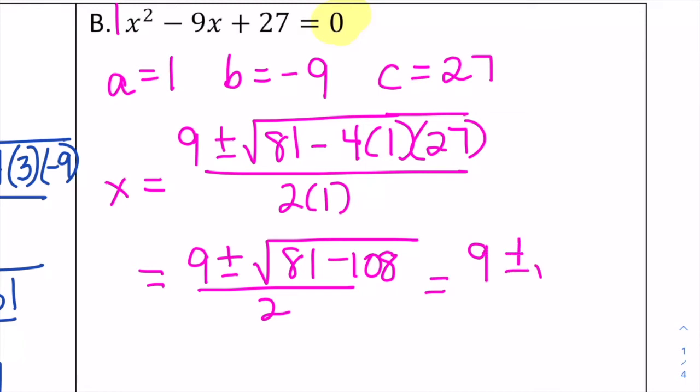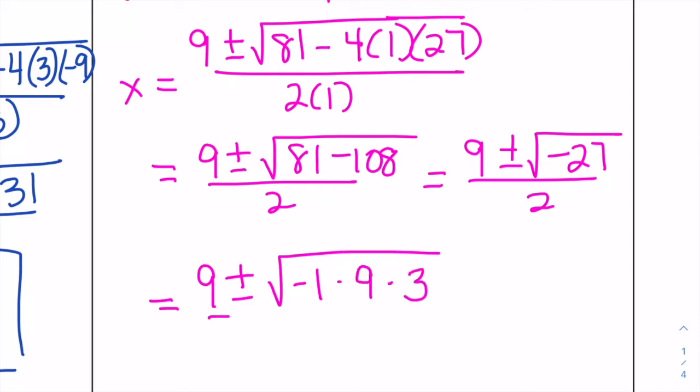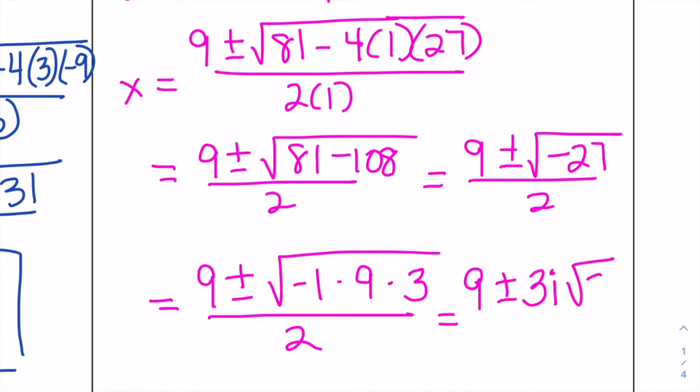Inside the radical, we'll have 81 minus 108, which is -27, over 2, and we can simplify that radical. I'm going to split this apart so we can see it. We know that there's a -1, so that's going to become the i. We also know we can break apart 27 into 9 times 3. So that 9 is going to come out. The square root of 9 is 3. The square root of negative 1 is i. And then you'll have root 3 over 2.